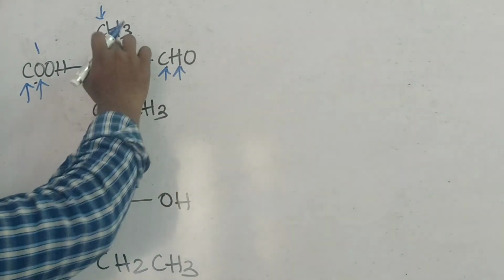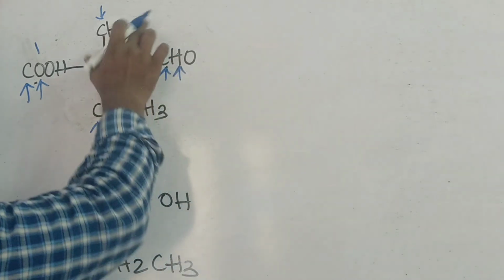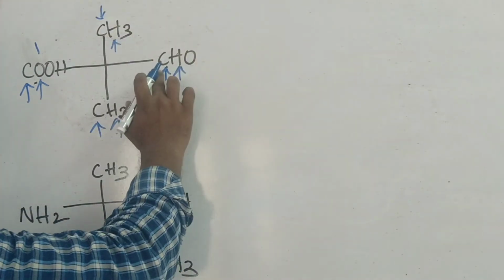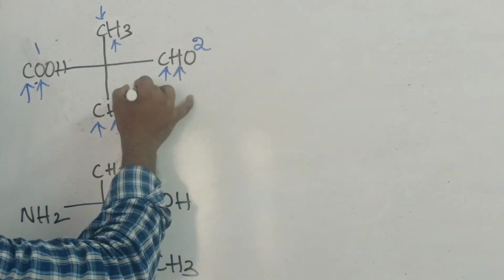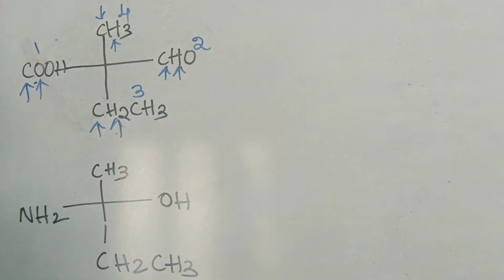Next one: carbon, carbon, carbon, carbon. So this will get the least priority. Of course, carbon, carbon similar, hydrogen, hydrogen similar. This will get the second priority, this will get the third priority, this will get the fourth priority.